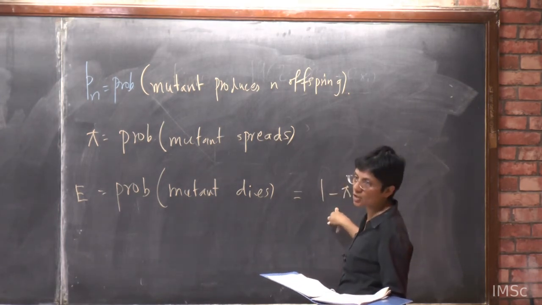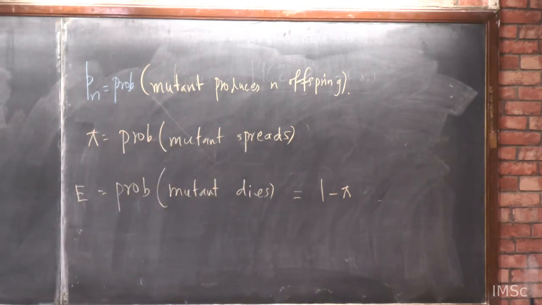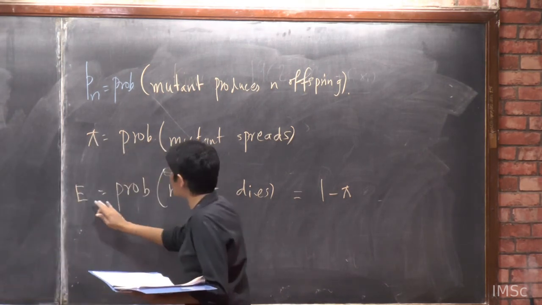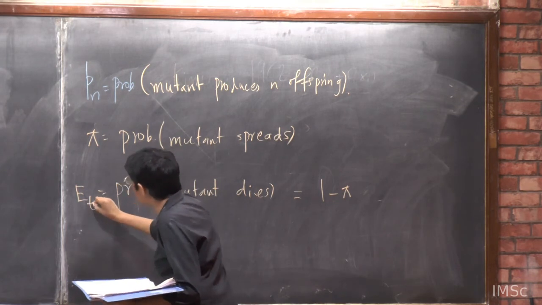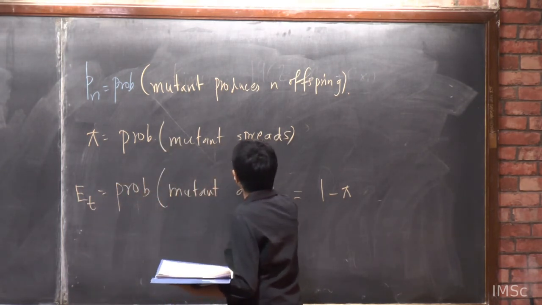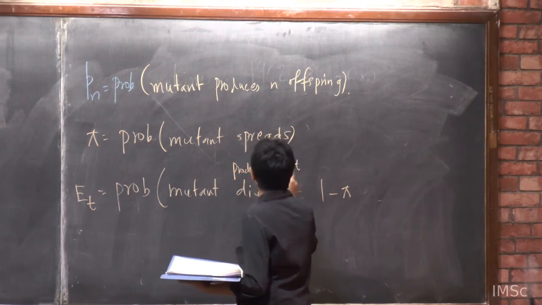I want to solve for pi, but it's easier to write things for this E. So let's go slowly and write it. What's the chance of this? I want to write the probability. Let me qualify this a bit more. E_t is the probability that the mutant produced at t dies.